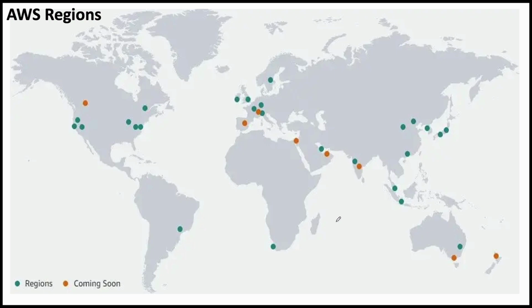As you know, AWS has multiple regions across the world. A region is nothing but a collection, a cluster of data centers. As of now, they have 32 regions across the world. And each region is organized into 3 availability zones. So it will look something like this.